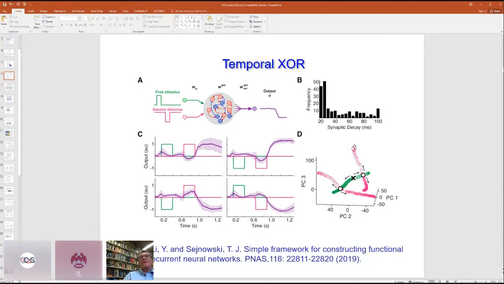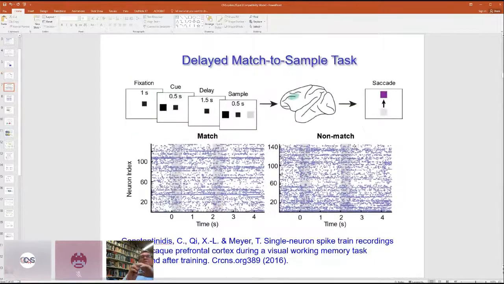So this is great. This is a good starting point. But now let's compare it to neural data. The data set that we looked at was recordings from the prefrontal cortex, and this is monkey data.